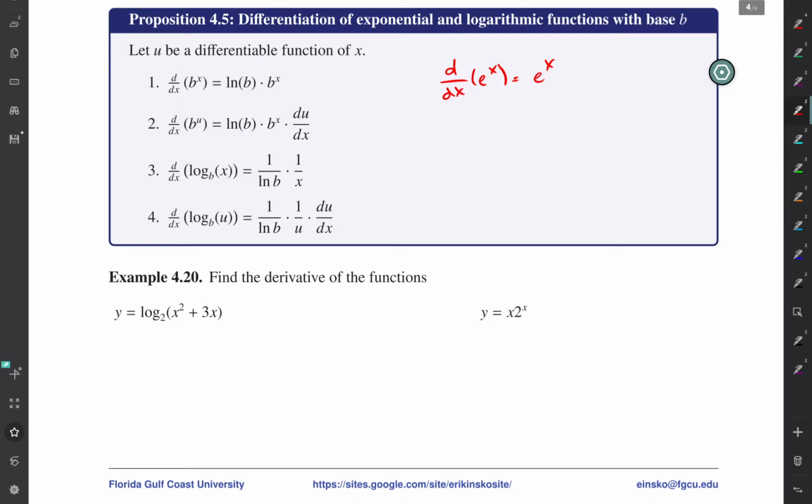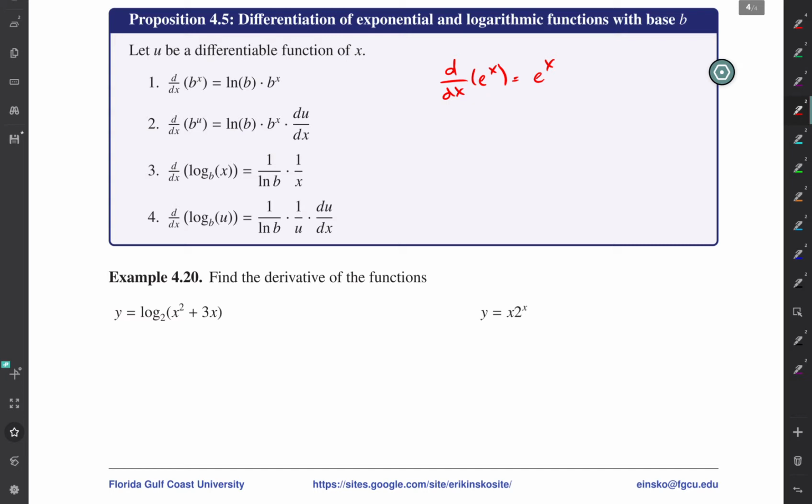Now if you have b to the u, where u is some other function with respect to x, then it's going to be natural log of b times b to the u times du/dx. Again, just generalizing what we already have seen for e to the x. And then if you have log base b of x, it's going to be 1 over natural log of b times 1 over x. And if you have log base b of u, it's 1 over natural log of b times 1 over u times du/dx. So let's just try to apply this in a couple different settings.